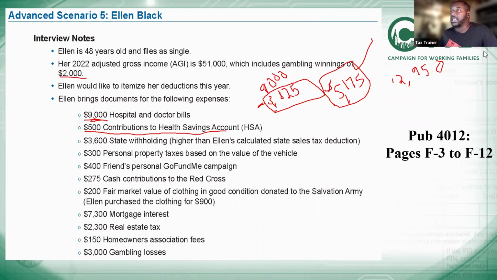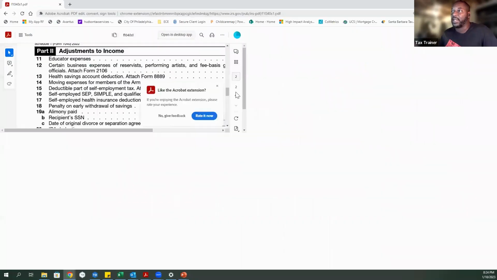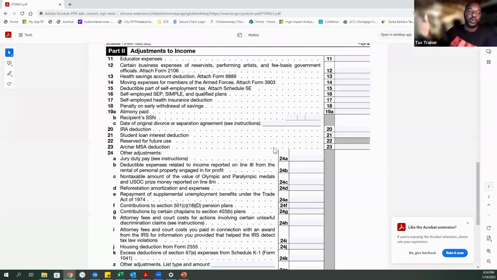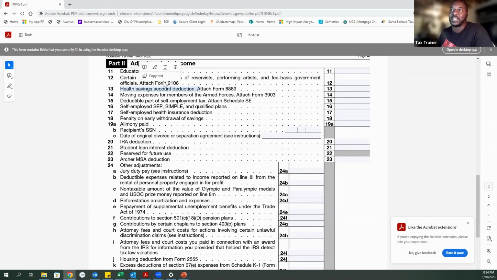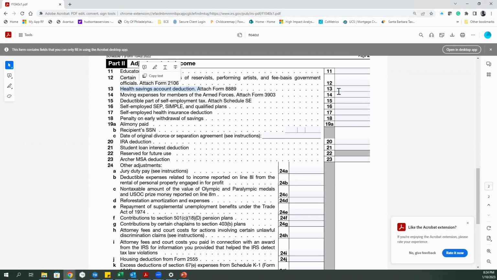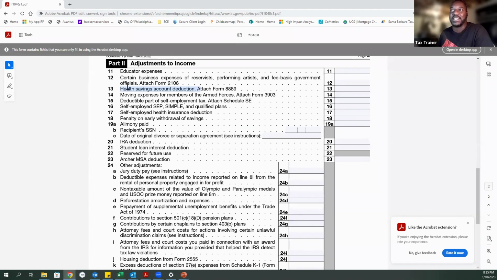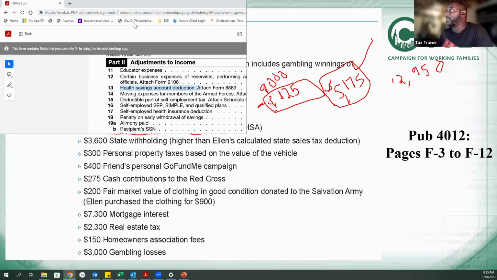An HSA is an adjustment. So it is a deduction. We use the word deduction loosely here, but an HSA, the health savings account deduction, is the contributions that I put into my HSA. And yes, I'm going to use it as a deduction. And yes, it's going to reduce my income, but it doesn't reduce my income there.